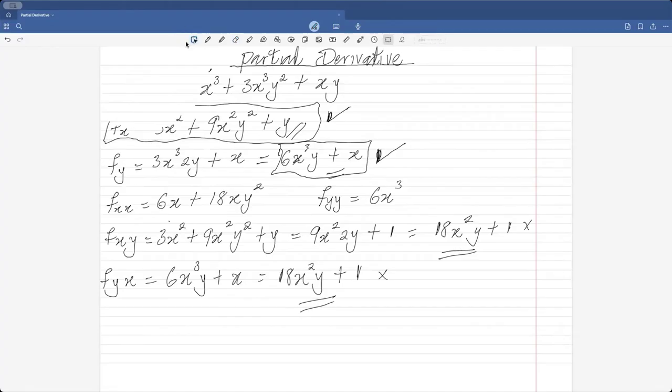Okay, for simplicity, let's cut some things out at this point.